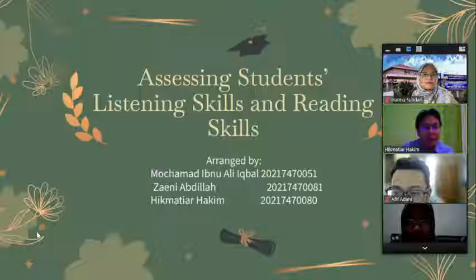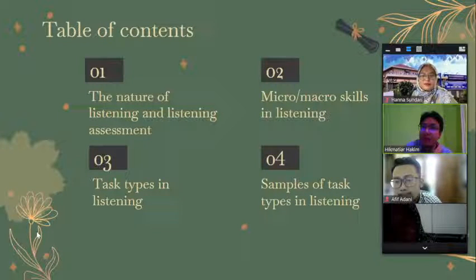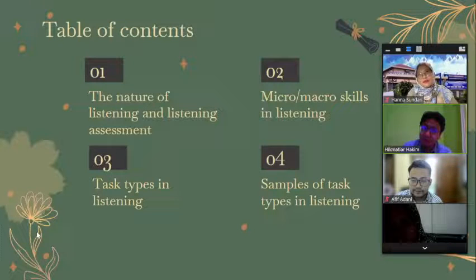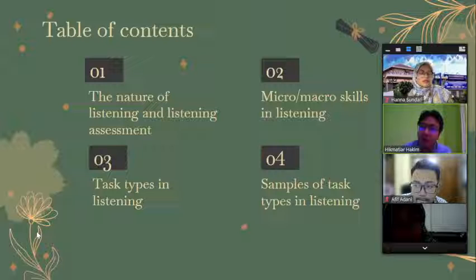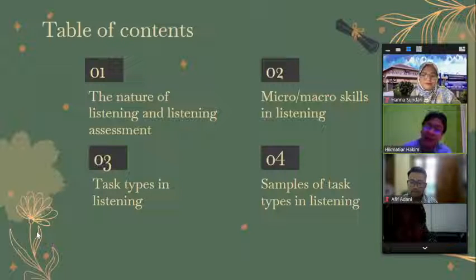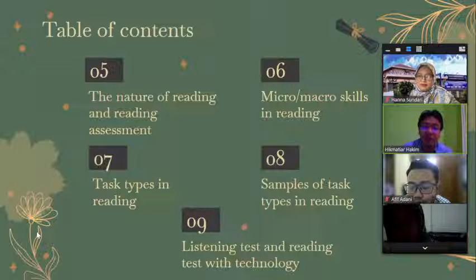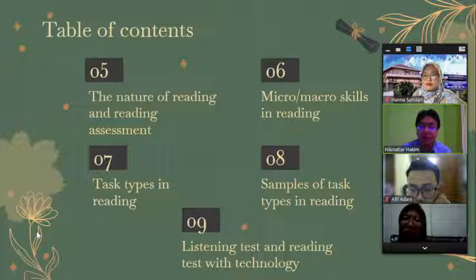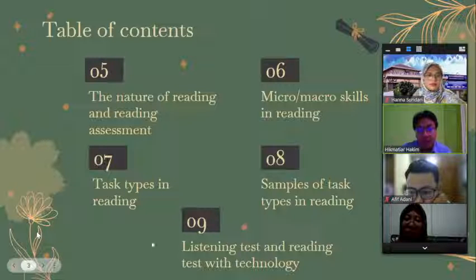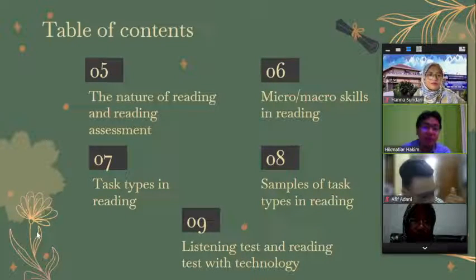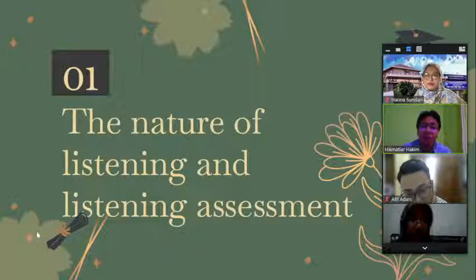Okay, let's go to the next slide. Yeah, the table of contents. In this presentation, we will explain 9 things. The first one is the nature of listening and listening assessment, and then the micro and macro skills in listening, test types in listening, and then samples of test types in listening. Number 5 is the nature of reading and reading assessment, micro and macro skills in reading, test types in reading, samples of test types in reading, and the last will be listening test and reading test using technology. Okay. For the first part will be explained by Bapak Zaini.